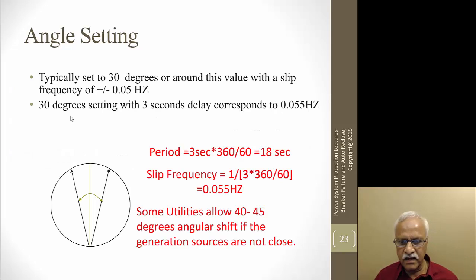And angular settings: this is the window within which the two voltages have to be within a particular angular window. If you look at the time, it translates to 3 seconds, and plus or minus 30 degrees translates to 0.055 hertz of slip frequency between the two. Some utilities have allowed 40 to 45 degrees. But as I said, in most interconnected systems you will have a standing angular difference between the two. And if there are two different systems with no other parallel connections, you can have a slip frequency going through that.